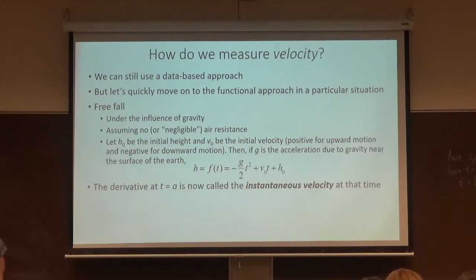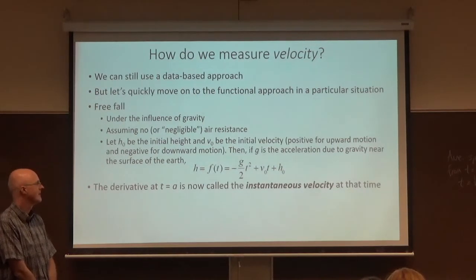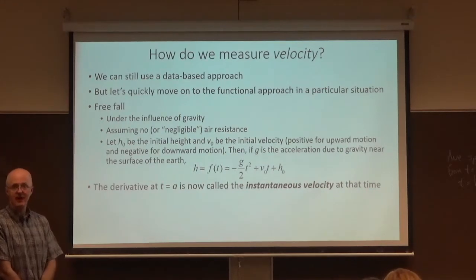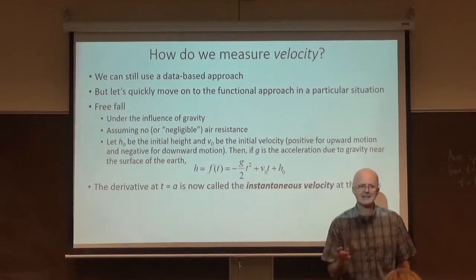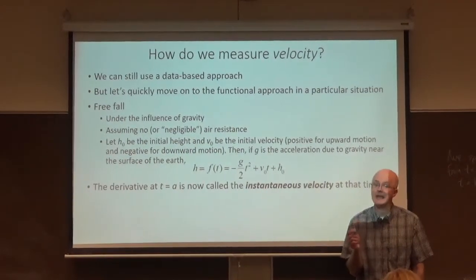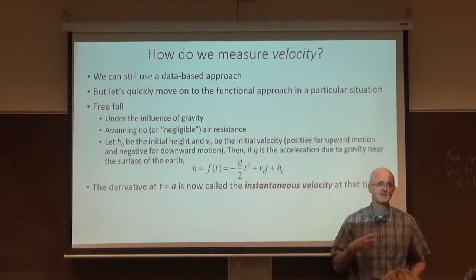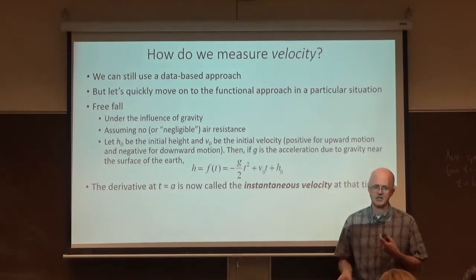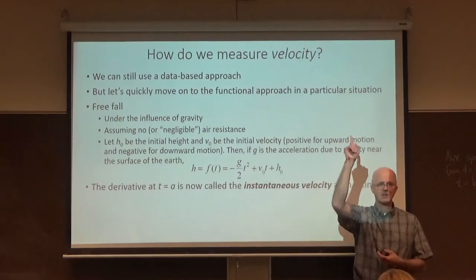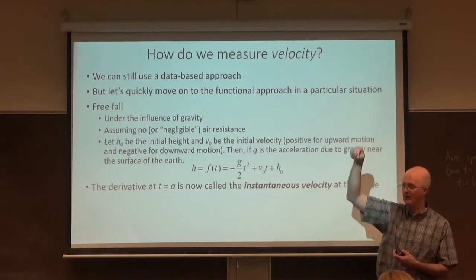The derivative at t equals a is now called the instantaneous velocity instead of speed at that time. And let's figure out what it is in this case. And why do we call it velocity instead of speed? I call it velocity because it's got a direction to it, and it can even be negative. You can have negative velocities where you cannot have negative speeds. Speed is just how fast are you going. Velocity is how fast you're going and in what direction. And if I declare the upward direction to be positive, that means upward going motion is positive velocity, but downward going motion is negative velocity.